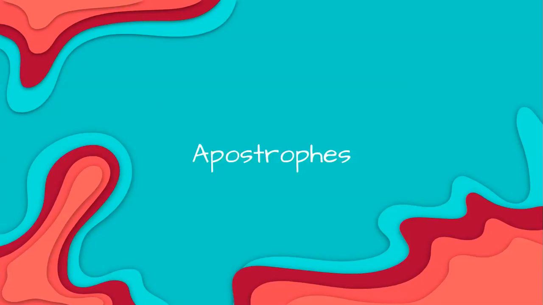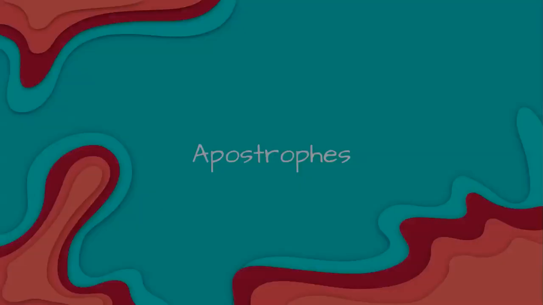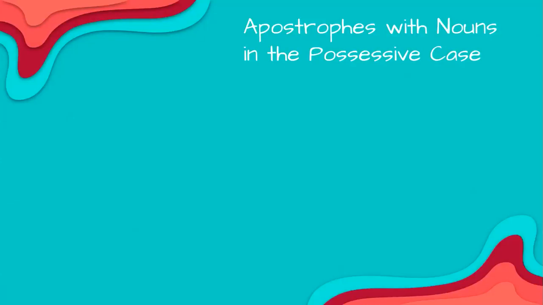In this video, you will learn how to use apostrophes. We really use apostrophes to serve two main functions in our writing. The first is to create possessives, or to allow us to show ownership with a noun rather than having to create a prepositional phrase.